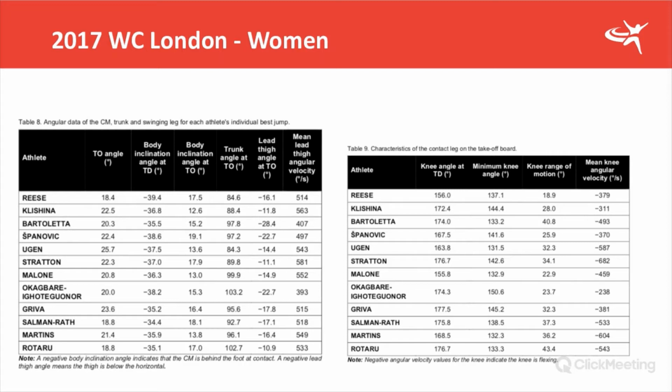And then on the other one, we've got a negative angular velocity. So on the right table, we see the knee angle at touchdown. So we've got 156 degrees there of a knee angle from Brittany and 137 degrees there for the minimum knee angle. So the minimum knee angle or maximum knee flexion is 137, and that's the maximum knee flexion angle as the hips pass over the board. So if we look at Daria Klashina, 172 to 144. So again, we see that contributing to the lowering of center of mass.